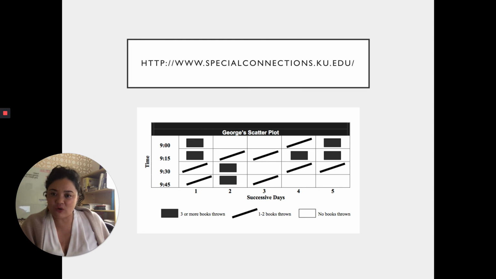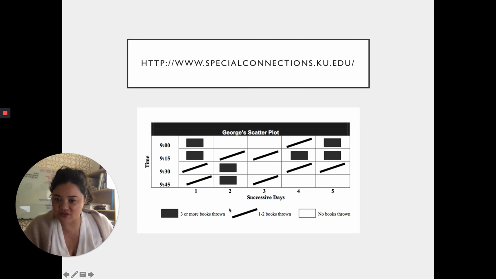Here's an example of what one scatter plot might look like. So this is just a 45-minute time period. You can have one for the whole day, but essentially it's broken up into 15-minute intervals, and the teacher fills in the box when there's 3 or more occurrences of the behavior.